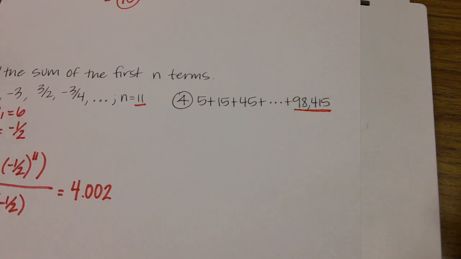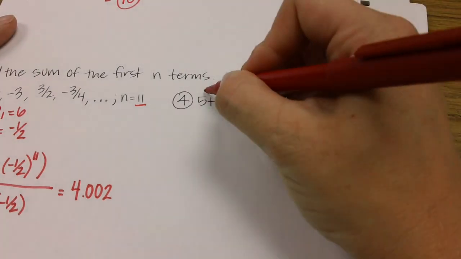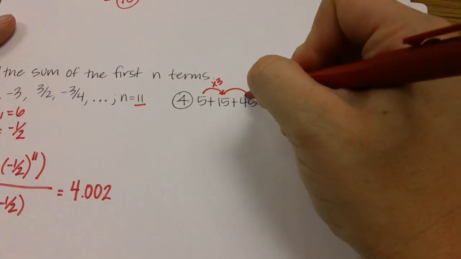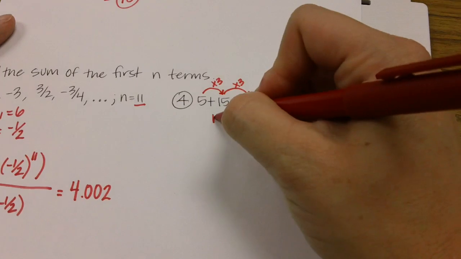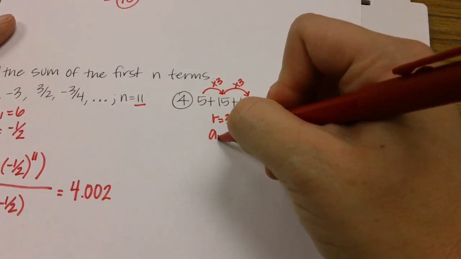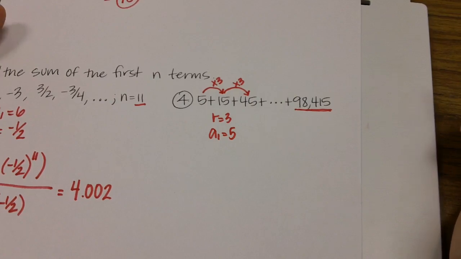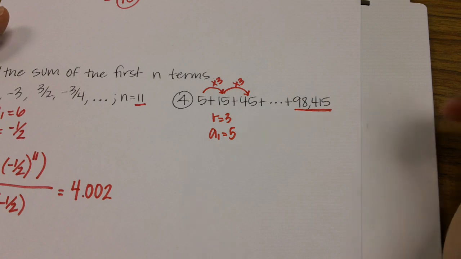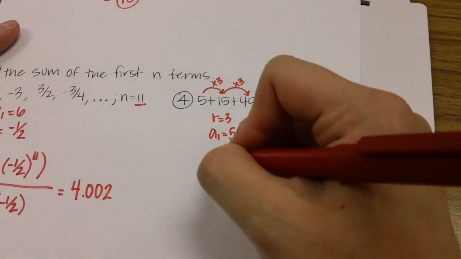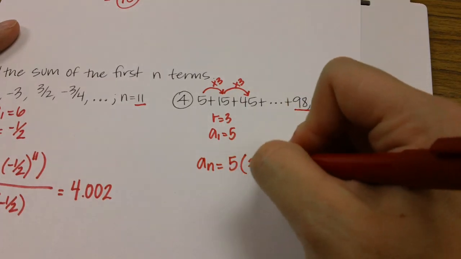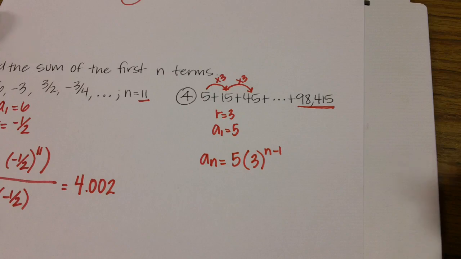And to figure out what n is, we're going to first find what our common ratio is. So between these terms, each time we're multiplying by 3. So our common ratio is going to be 3, and our A1 value is going to be 5. Okay? So once we have that, we can write our geometric sequence explicitly. We can say, all right, AN has to equal 5 times 3 to the n minus 1 power.